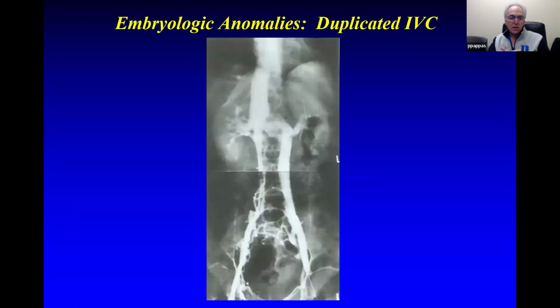So on venography, this is what it looks like when you have incomplete formation of your blood vessels. This is a duplicated inferior vena cava. You can see here how the right side didn't form very well. You have a predominantly left-sided supracardinal vein. You can see here how it anastomoses to the left renal vein. So this is what a duplicated IVC looks like.